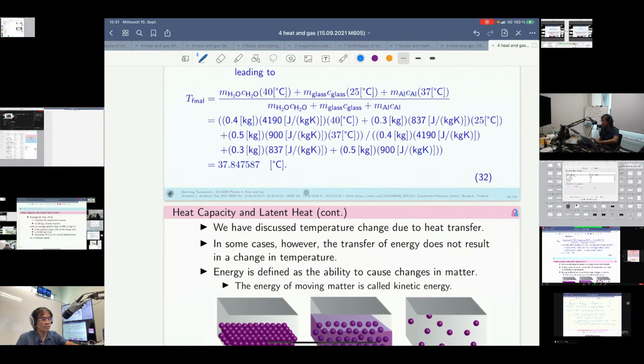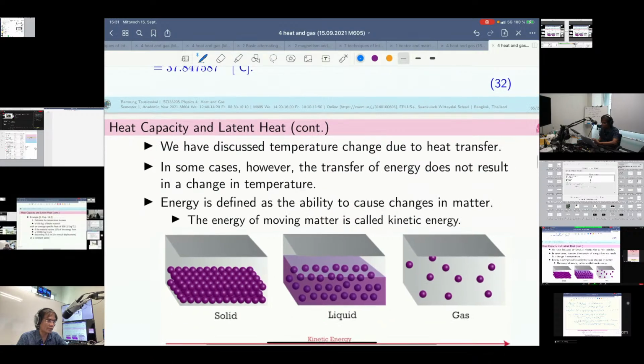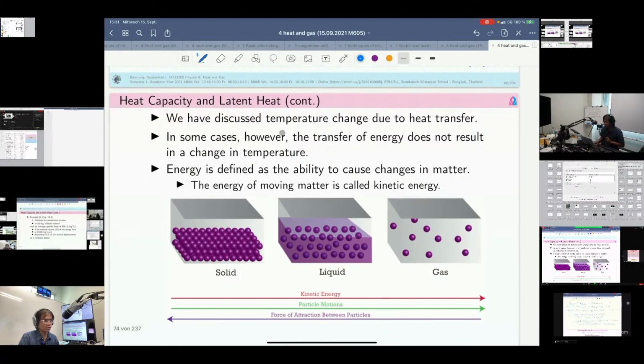So we still have 10 minutes left. Okay, let's start the latent heat. We have discussed the temperature change, right, due to heat transfer. In some cases, the energy transfer doesn't result in a change of the temperature. What you have seen before, right? There is a temperature change, right? You throw the heat into the system, and you get the temperature change. But in some cases, there is no temperature change at all. Okay, but there is a change in phase.